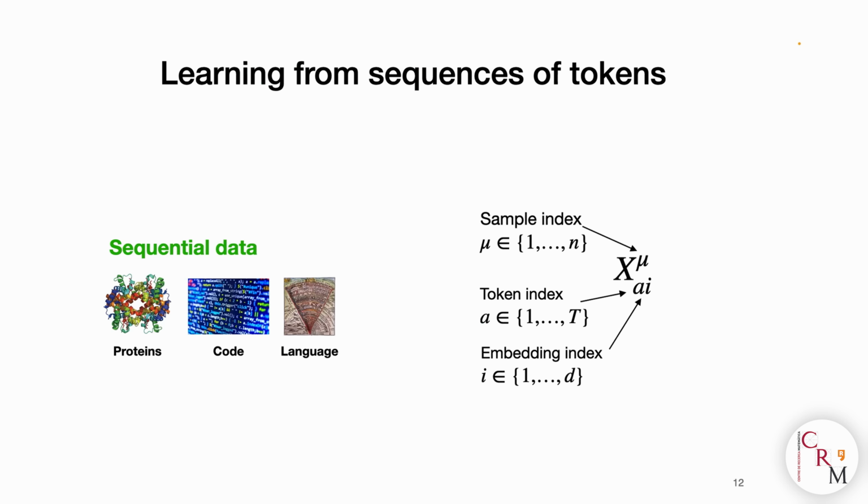And then I have the indices that are deciding where I am in the token space and where I am in the embedding dimension space. So I will stand for the index of the embedding dimension, and A will stand for the index of which token I am at. So, of course, language, code, proteins, many other things.